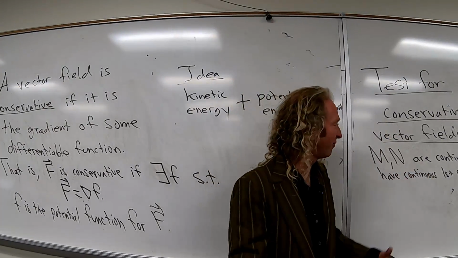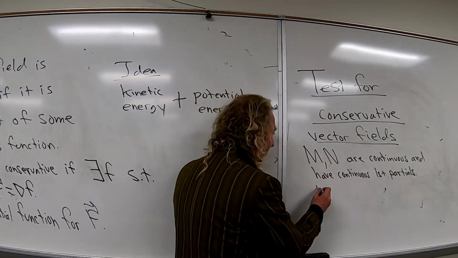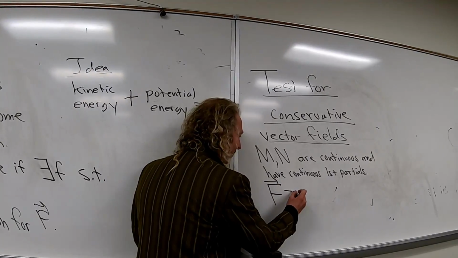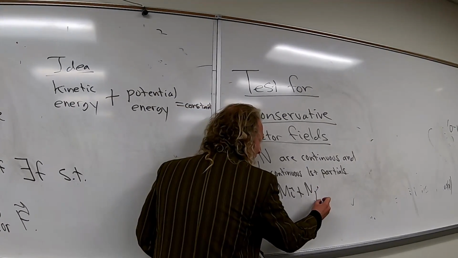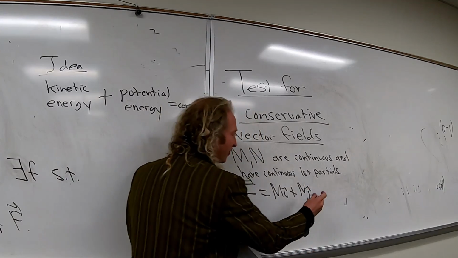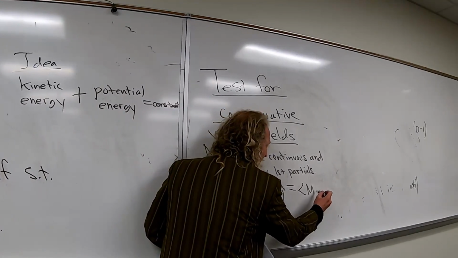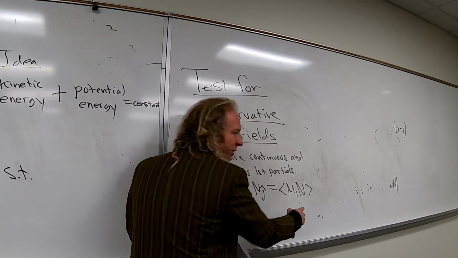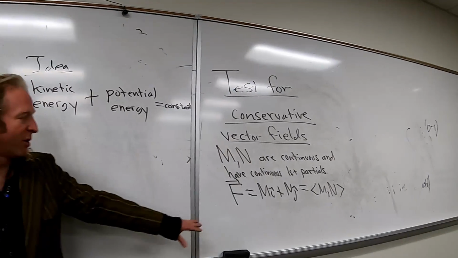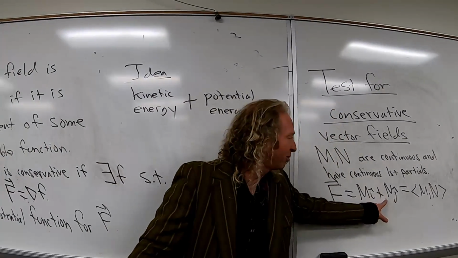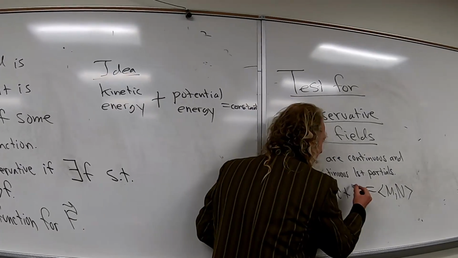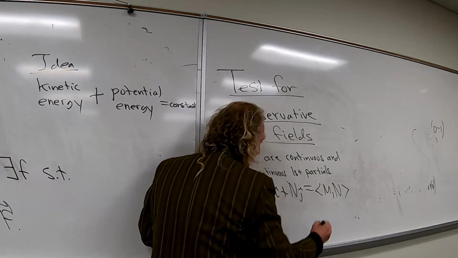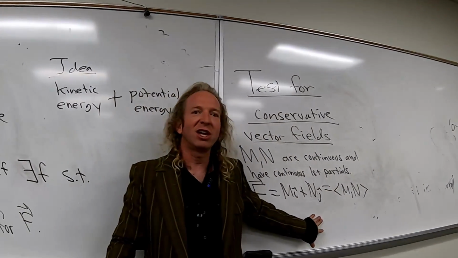All right, so there's C1 functions. And then F here is going to be M i-hat plus N j-hat. You can also think of it as <M, N> in component form. I always think of Patrick when I write component form. So M i-hat plus N j-hat. My handwriting is terrible. I apologize.